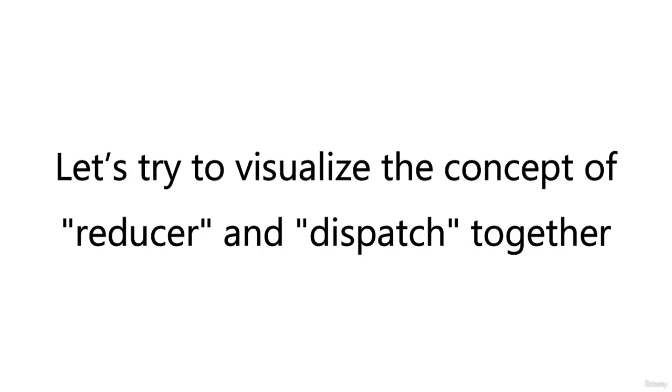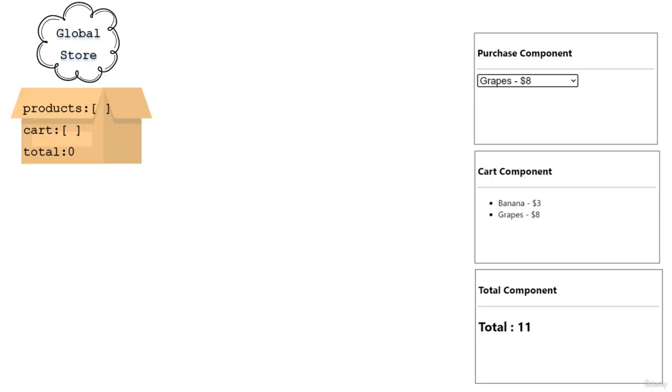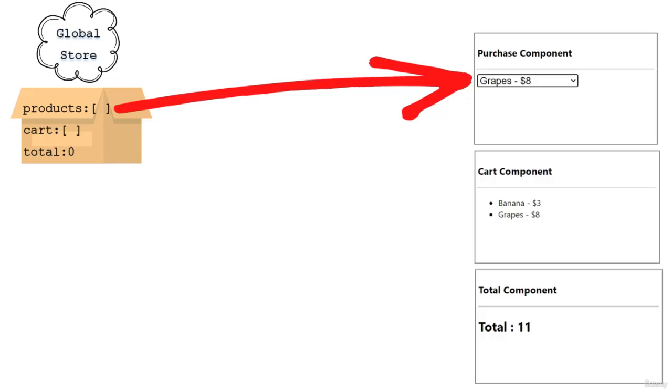Let's try to visualize the concept of reducer and dispatch together. So we have these three components, the purchase, cart and total component. Here we have the global store. How we will make it, that we are going to see practically. But assume that at the moment this is a global store. This products data is referred here and the drop down is filled with this product data. Now the next point is once this data is filled, let's say on selection of the product, we want to add the data to the cart.